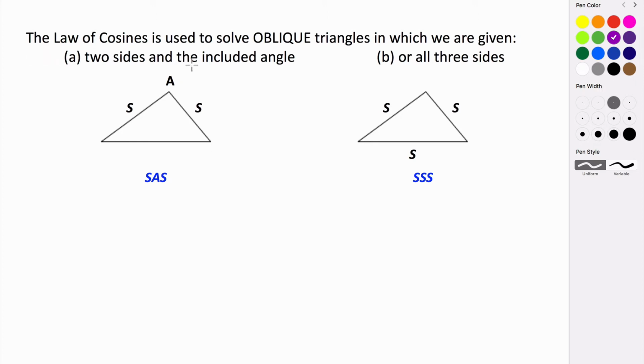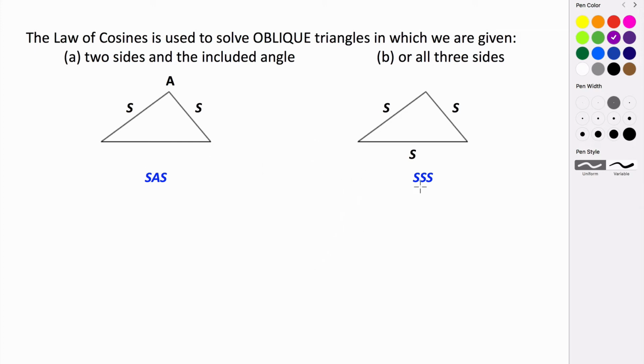So again, the law of cosines is used to solve oblique triangles in these two given scenarios, where we're given two sides and the included angle, so the two sides and the angle in between them, which would be classified as a side angle side triangle, right? Because it's side angle side, two sides and the included angle. Or if we're given all three sides, a side side side triangle.